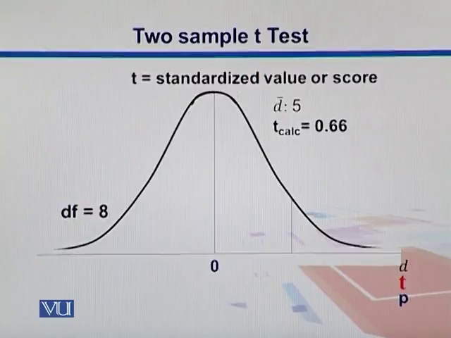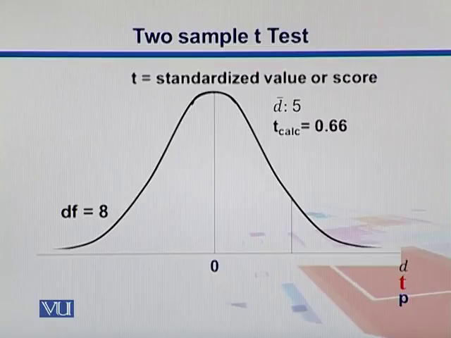So we draw this null distribution for this degrees of freedom. We have 4 degrees of freedom for the first sample and 4 for the second. So in this independent sample test, we have 8 degrees of freedom in total. We draw the null distribution, which is centered at 0, no difference. Let's see where our difference lies. The difference we calculated is 5. The t calculated we have is 0.66.